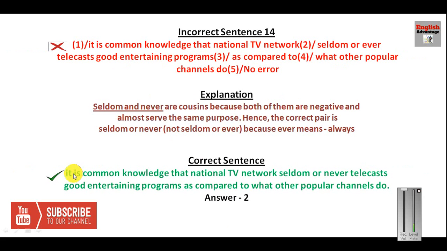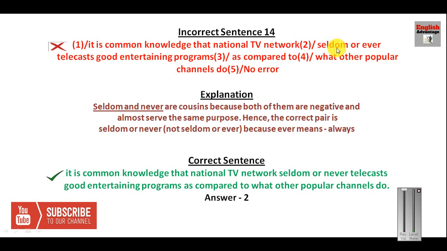Now let us look at the next sentence. It's common knowledge that national TV network seldom or ever telecast good entertaining program as compared to what other popular channels do. So I think this is the wrong part here. Seldom or ever are two opposite words. We have to put here two closely related words. Now the closely related word with seldom is never, because both are negative words.